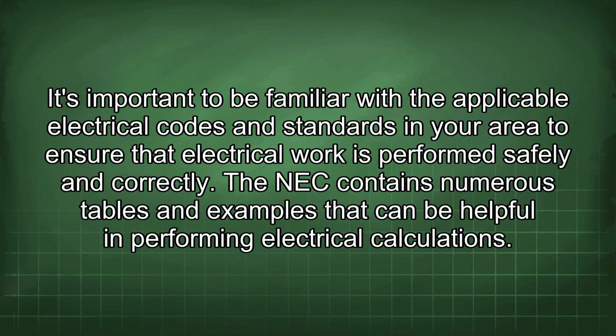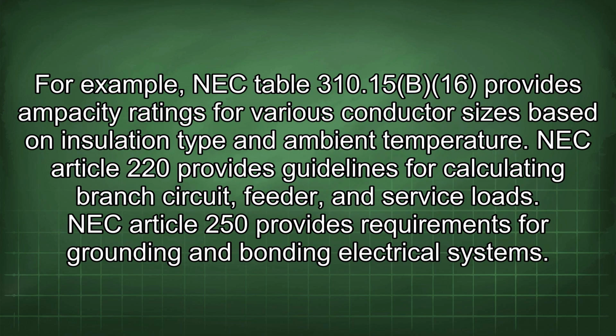The NEC contains numerous tables and examples that can be helpful in performing electrical calculations. For example, NEC Table 310.15(B)(16) provides ampacity ratings for various conductor sizes based on insulation type and ambient temperature. NEC Article 220 provides guidelines for calculating branch circuit, feeder, and service loads. NEC Article 250 provides requirements for grounding and bonding electrical systems.